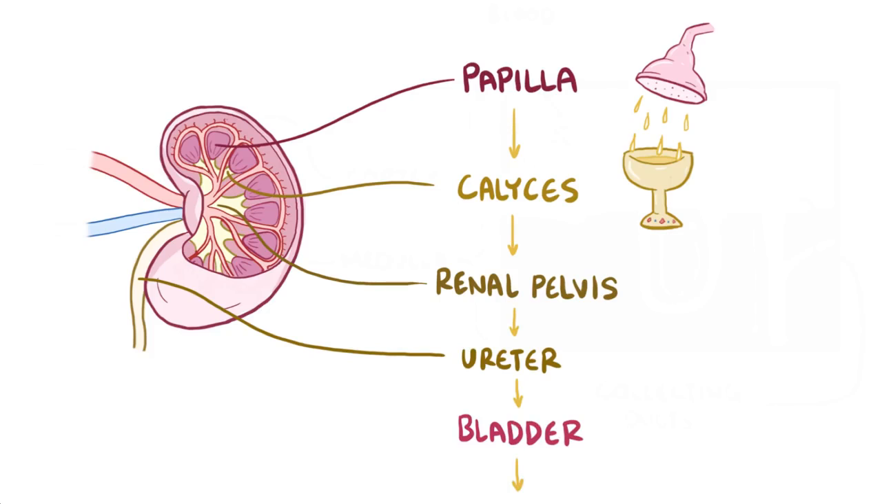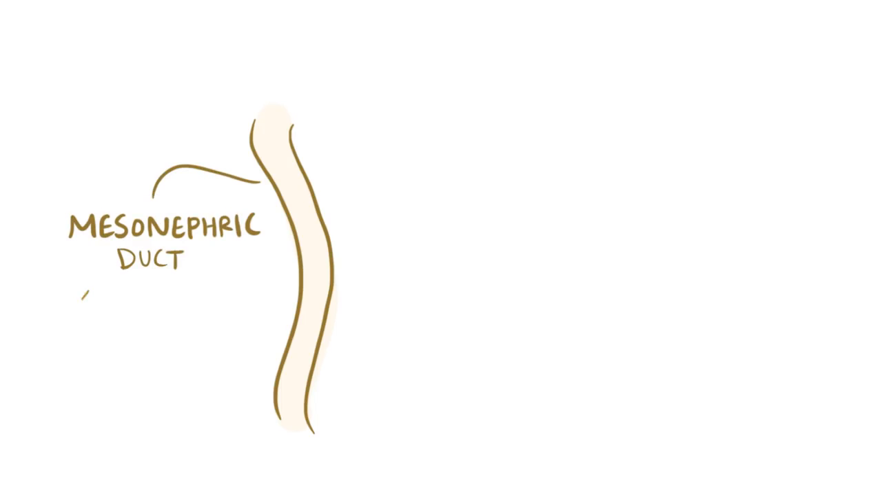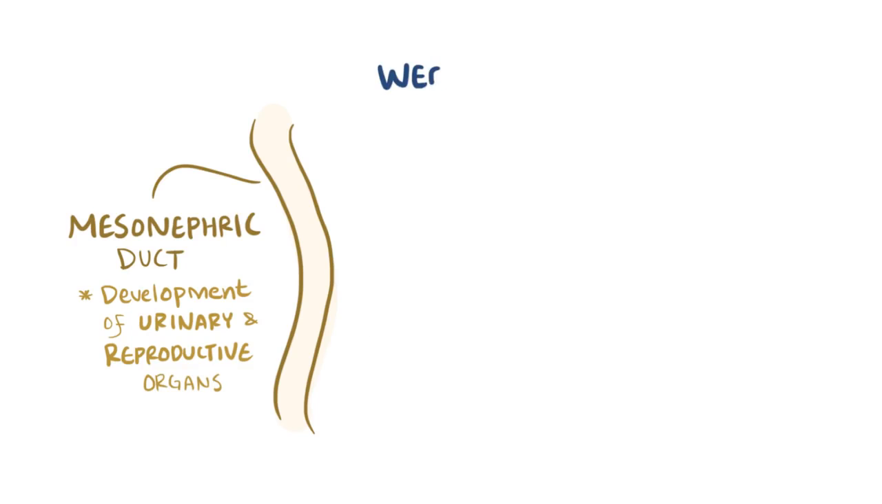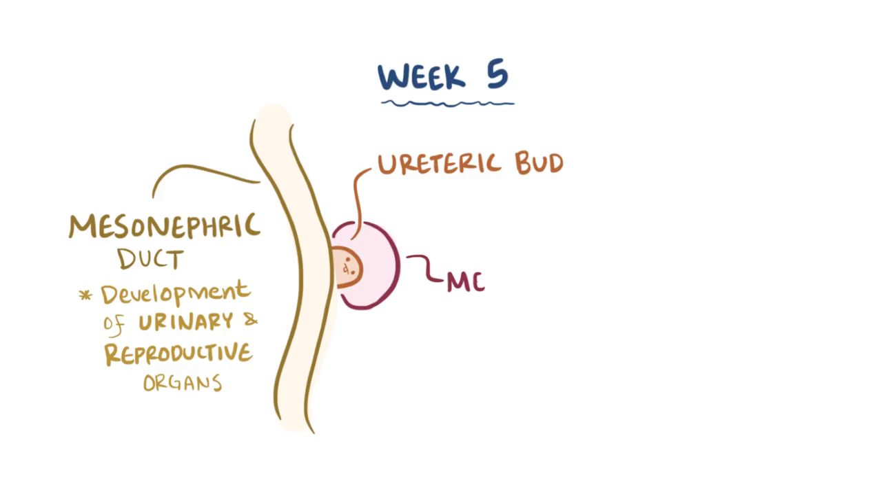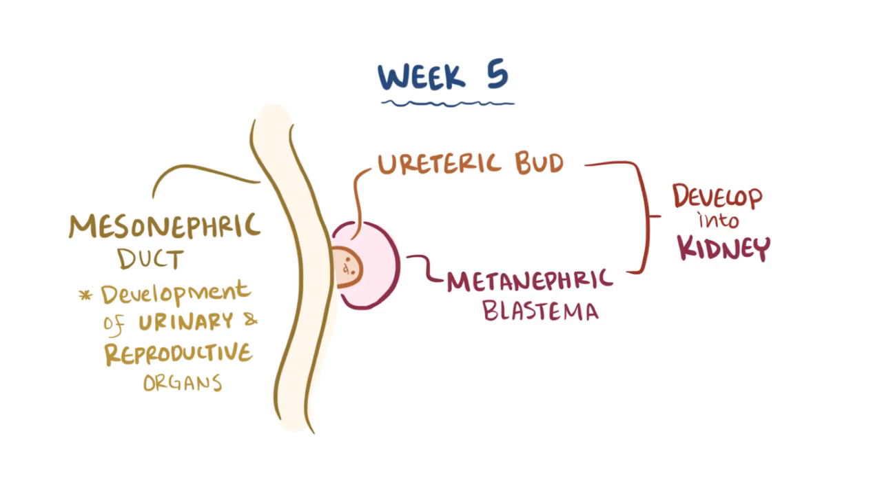Now, medullary sponge kidney has to do with the development of the kidney. So, during fetal development, first off, you've got this structure called the mesonephric duct, which is involved in development of urinary and reproductive organs. And during the 5th week of gestation, a little guy called the ureteric bud starts pushing its way into another structure called the metanephric blastema. And together, these two little embryologic structures go on to develop into a kidney.